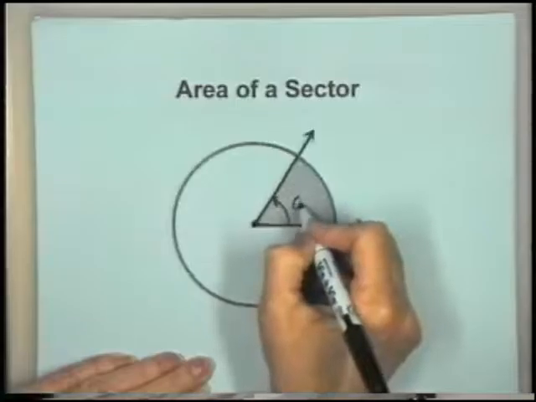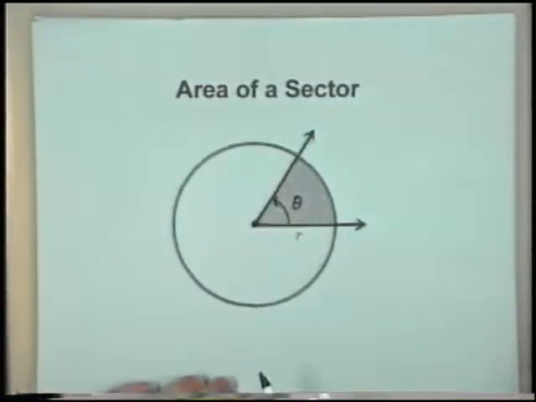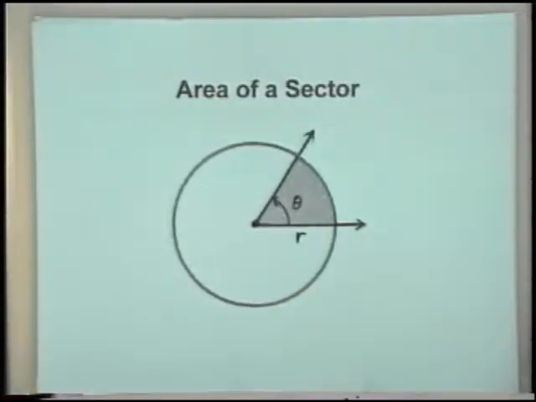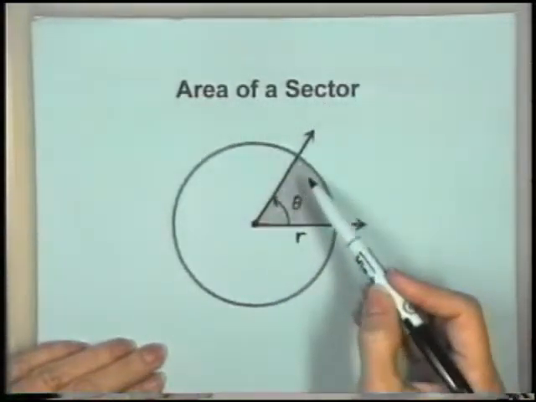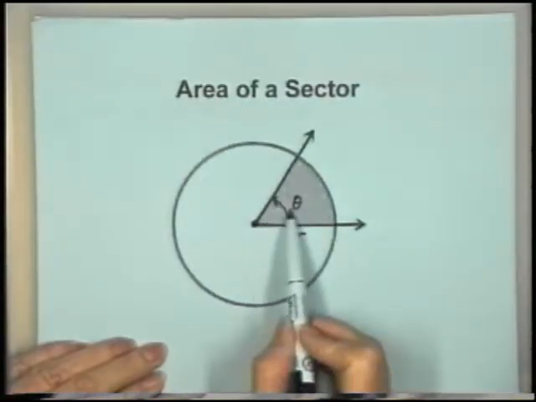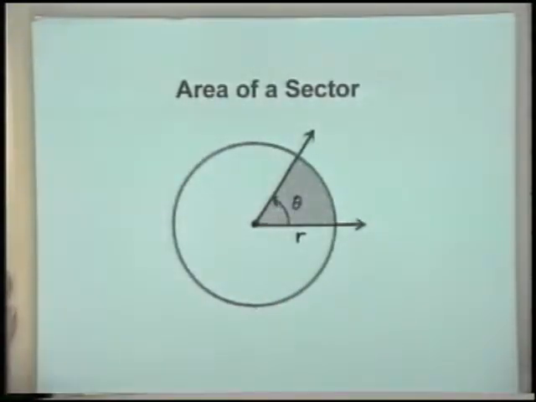Here's my central angle. Of course, that means the angle is at the center of the circle. This distance represents the radius of the circle. And when we talk about the sector, this is the sector. We talk about the area, of course, we want to know the measure of that shaded part.